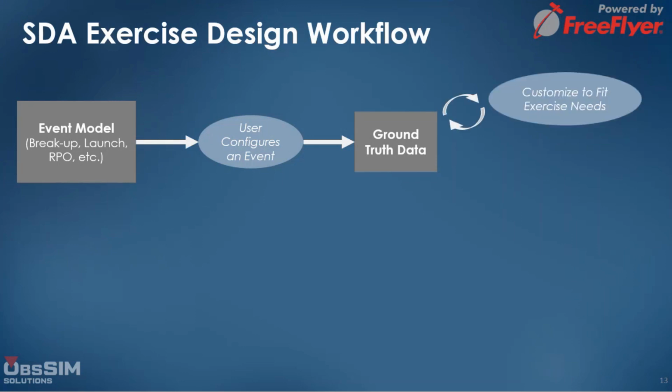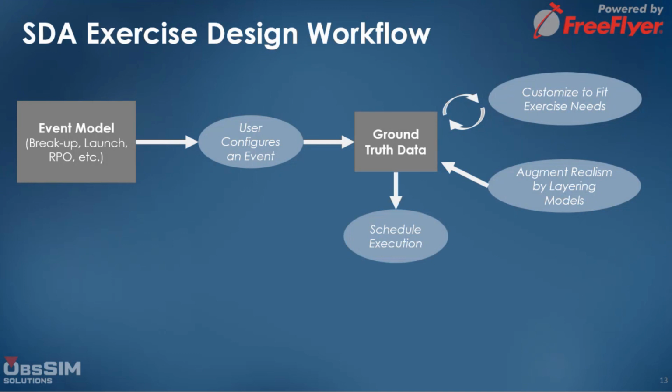From this, the user can customize the exercise to fit their needs. So maybe they need to iterate on the ground truth data, regenerating it multiple times with different configuration parameters to ensure that it fits the exercise needs. And once they get that in a good place, they can augment that ground truth data with other models to add realism. So for example, spacecraft attitude or visual magnitude modeling, those get layered on top of the ground truth positional data.